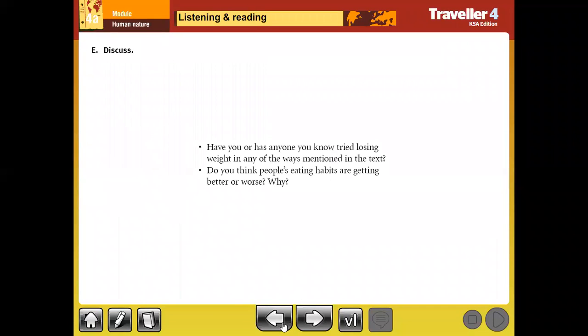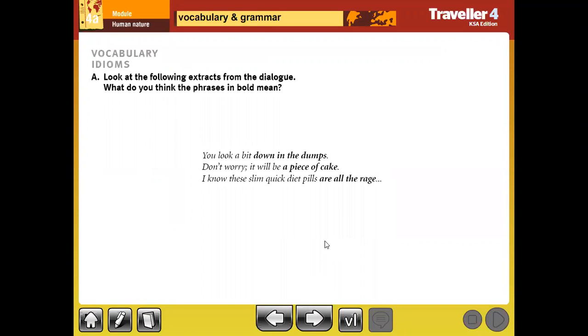Let's move to the next part. We have some expressions like a bit down in the dumps, a piece of cake, and are all the rage, and we want to try to discuss the meanings of these expressions. Number one, when someone looks a bit down in the dumps, it means he is in a depressed mood or he is feeling sad. So the expression a bit down in the dumps means feeling sad.